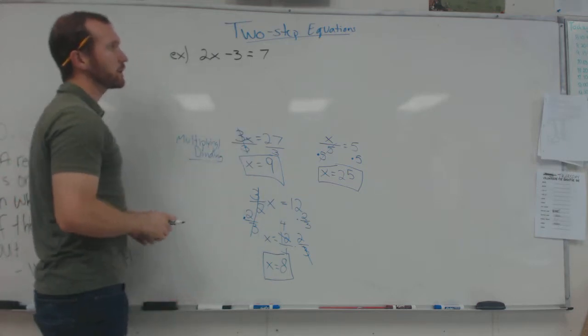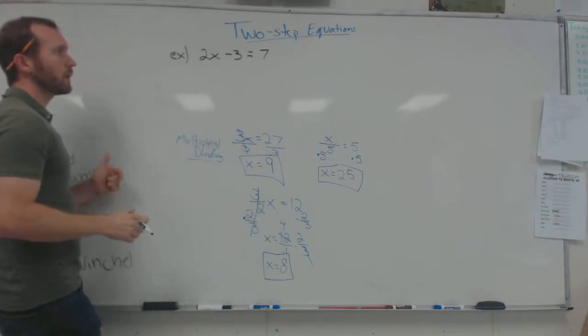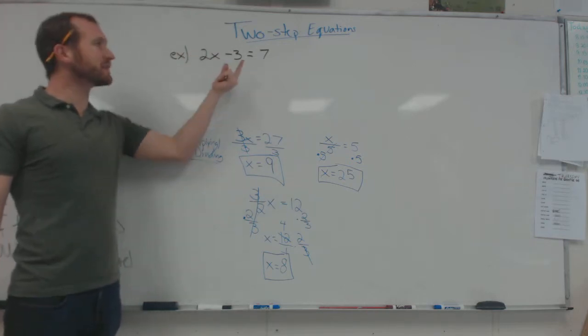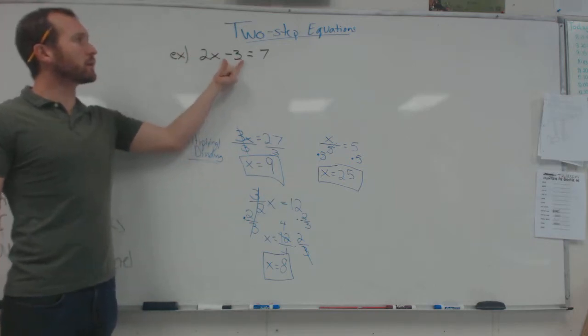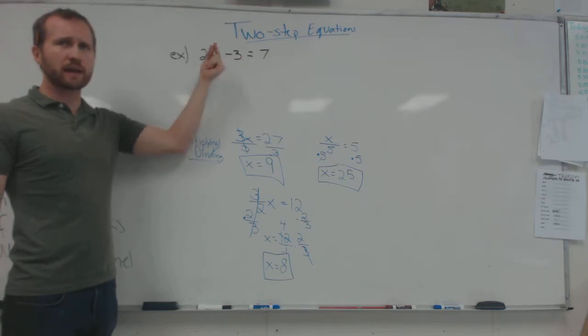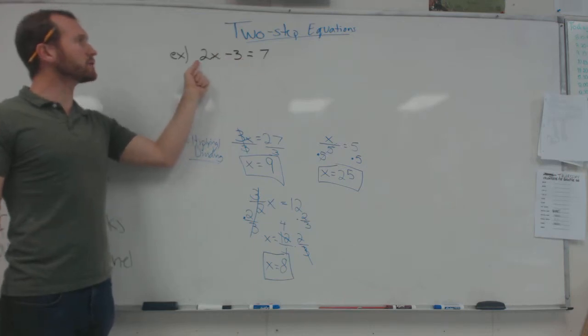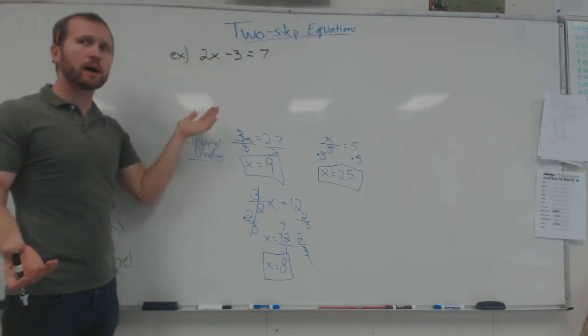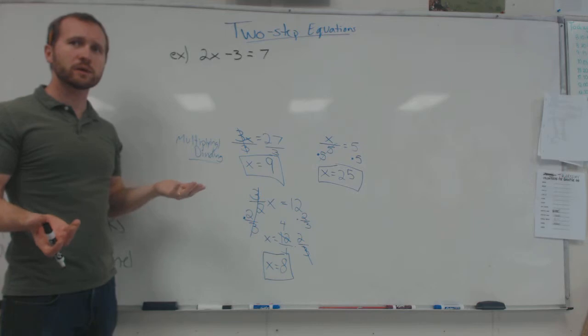So here's a two-step equation. 2x minus 3 equals 7. Now you probably see there's two things that we need to do. Here we have minus 3, so we're going to have to add 3. And here we have 2 times x, so we're going to have to divide by 2. But which one do we do first?